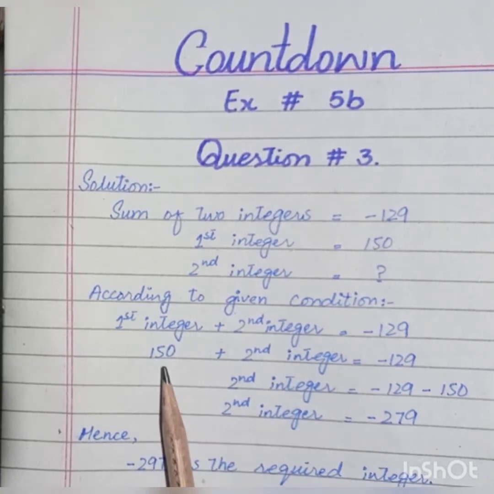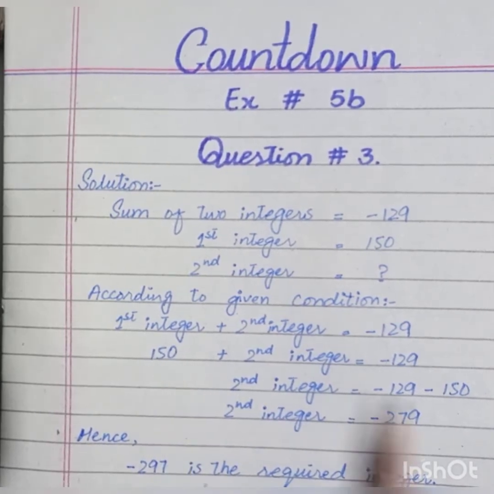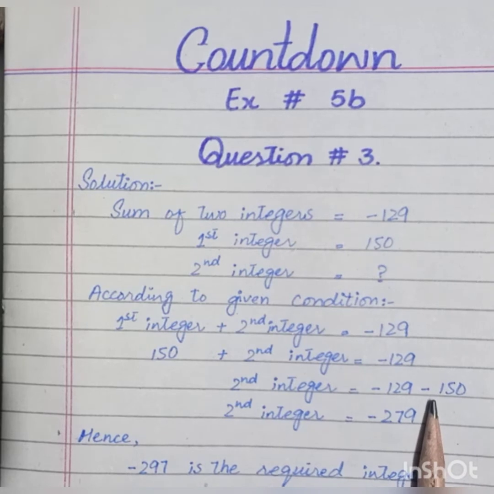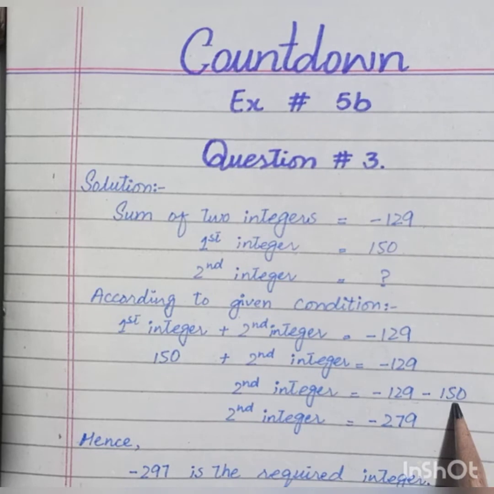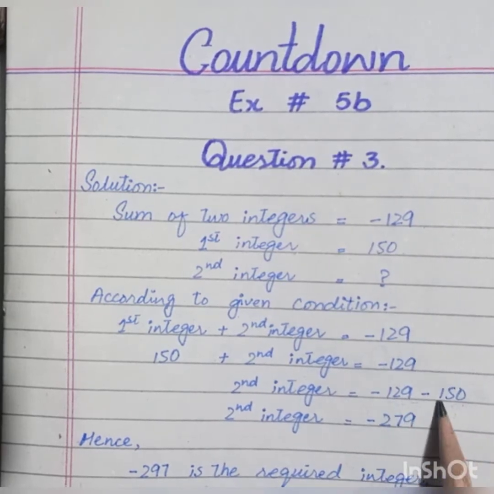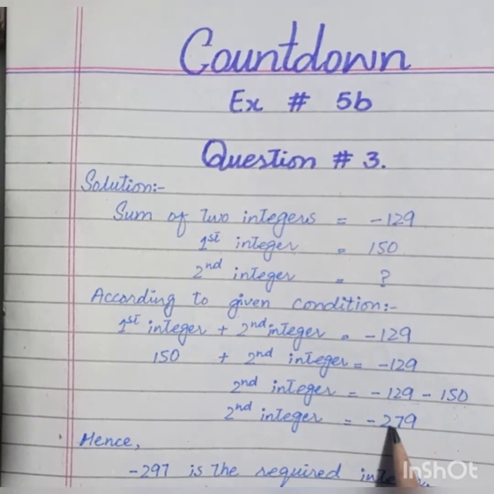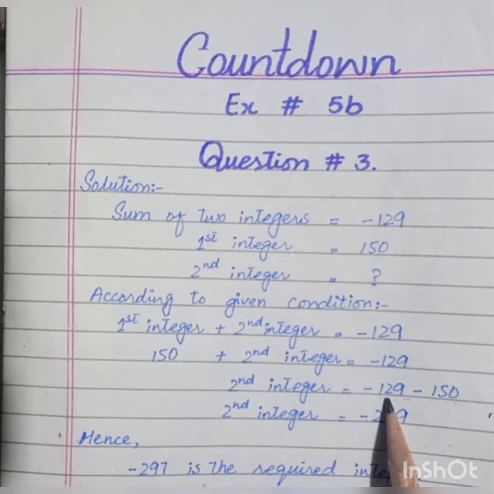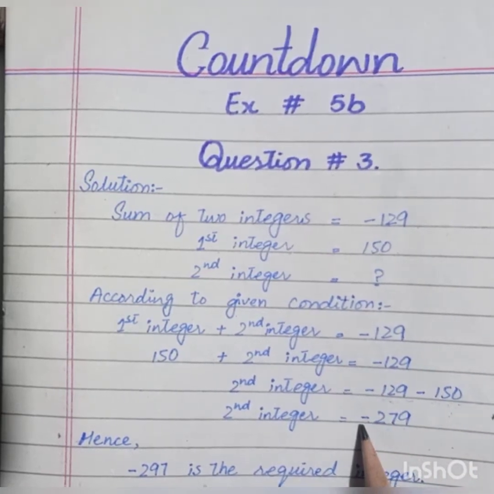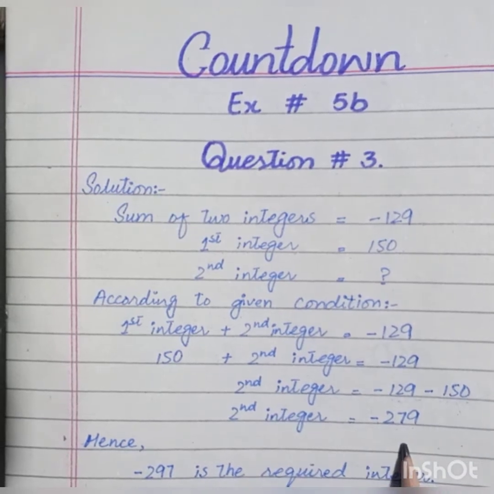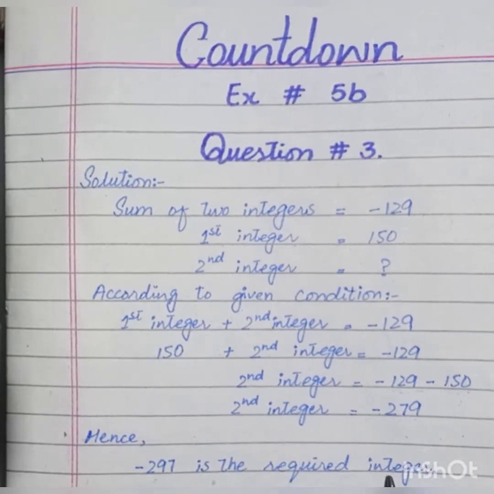As 150 is here, स्टूडेंट्स 150 यहाँ पे पॉजिटिव इंटीजर है, अगर हम इसे दूसरी साइड पे लेकर जाएंगे तो ये नेगेटिव इंटीजर होगा माइनस 150. स्टूडेंट्स यू कैन सी है माइनस 129 एंड माइनस 150. हम इन दोनों नंबर्स को ऐड करेंगे और जो साइन होगा वो माइनस का ही रहेगा एज वी नोटेड. So adding 129 to 150 the answer will be 279 and minus sign is common, that is the second integer. So minus 279 is the required integer.